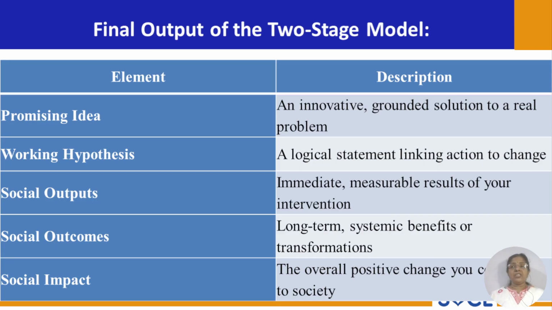So, the final output of the two-stage model. The first stage is ideation, the next stage is developing an opportunity. So, a promising idea: it is an innovative, grounded solution to a real problem. Next one is the working hypothesis, that is the opportunity, a logical statement linking action to change. Then what is the output? Immediate measurable results of your intervention. What is the outcome? Long-term systemic benefits or transformations. What is the impact? The overall positive change you contribute to society.